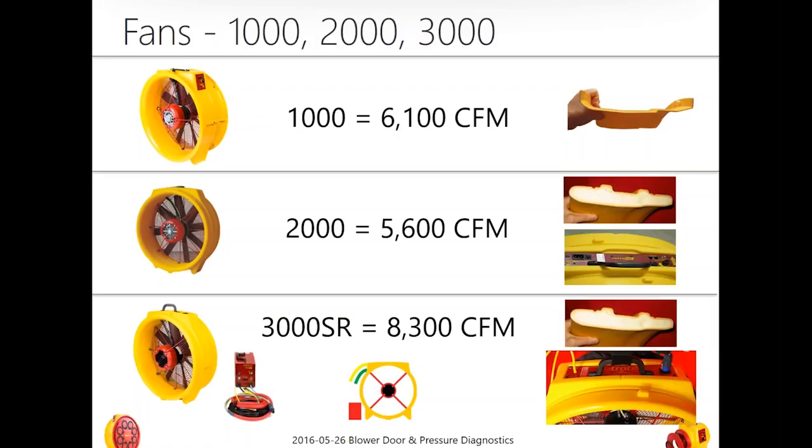So the 1000 fan, which up until just about last year was the standard residential fan, Retrotec, maxed out at about 6,100 CFM. You'll notice that it has an injection molded shell that is very durable, very strong, but much lighter than the previous fan, which was the 2000. The 2000 fan had a shell that was actually filled, and this is why many people think of this fan as a very heavy fan. In fact, it really was, but it was extremely durable.